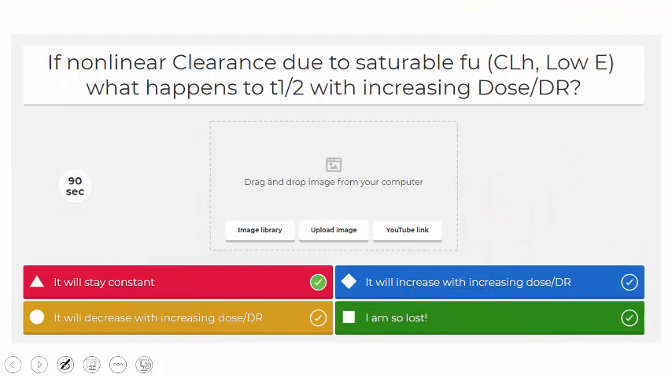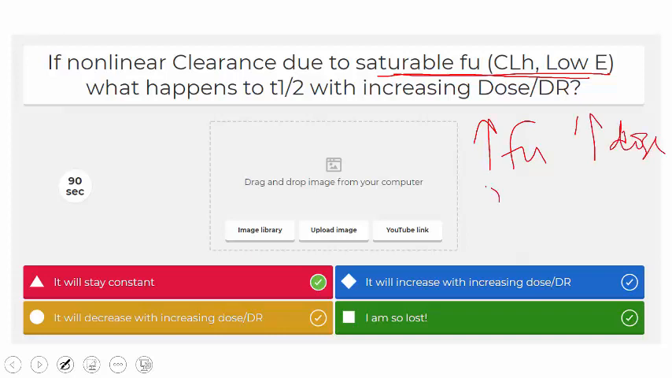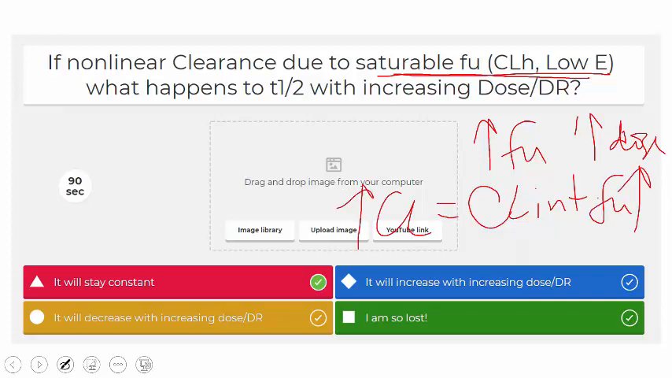If nonlinear clearance is due to saturable binding, okay, so in this case, what's going to happen with saturable binding? Well, it's going to increase the free fraction as you increase dose. Right? So what's going to happen to clearance? Clearance is intrinsic clearance times fraction unbound. So if our fraction unbound is increasing, there's going to be more available to clear. So our clearance is going to increase.